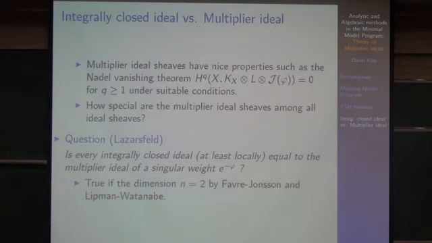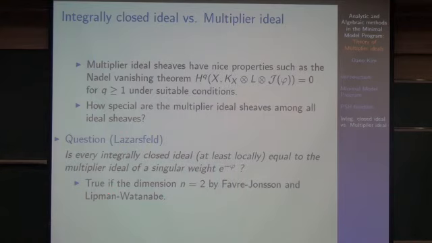So this is again true if the dimension is 2. There was work of Favre and Johnson, and another work of Lindman and Watanabe, who proved that when the dimension is 2, this is true. In general, there's a big difference between dimension 2 and below, and 3 and above. When the dimension is 2, many things in algebraic geometry are very well understood, and you can use point blow-ups to show many things, but this should be considered a very special case.